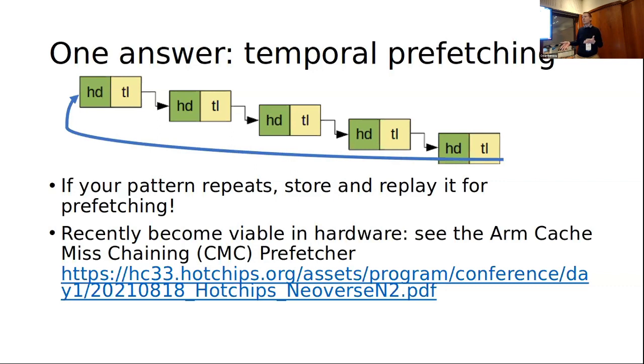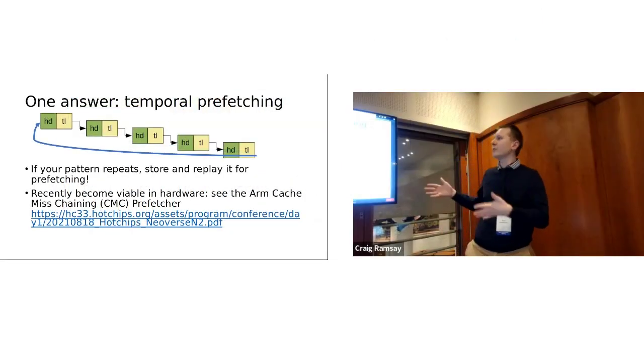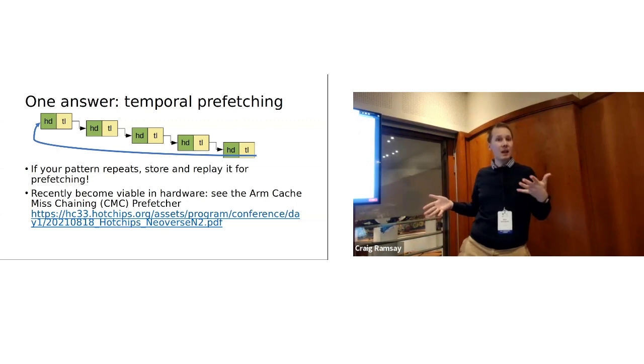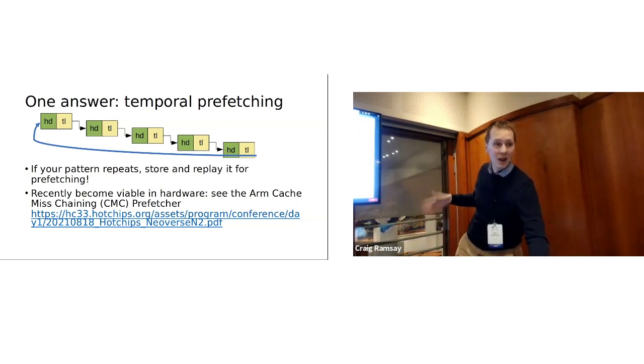And these days, that's not that bad of an answer, actually, because temporal prefetching has become viable in real microarchitectures relatively recently. If you look at what ARM are doing with their cache miss chaining prefetcher, that sort of thing where they spot patterns and repeat them, that now actually happens. So there are bits of hardware in here that do help us with the sort of linked data structures you see in functional programming languages today. These are new developments in microarchitecture since I first wrote this paper, actually.